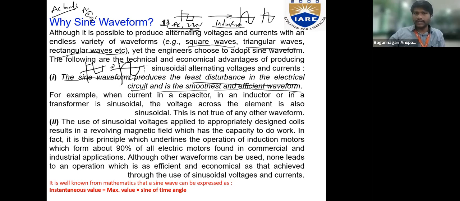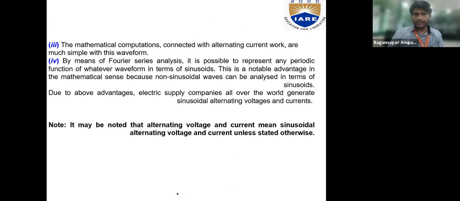Most of the loads we have are inductive and reactive in nature. That's the reason we follow the sinusoidal, which gives the best output. This is how we represent the instantaneous values in AC. An instantaneous value is represented as the maximum value times the sine of the time angle. What is the time angle? It's omega t, right?